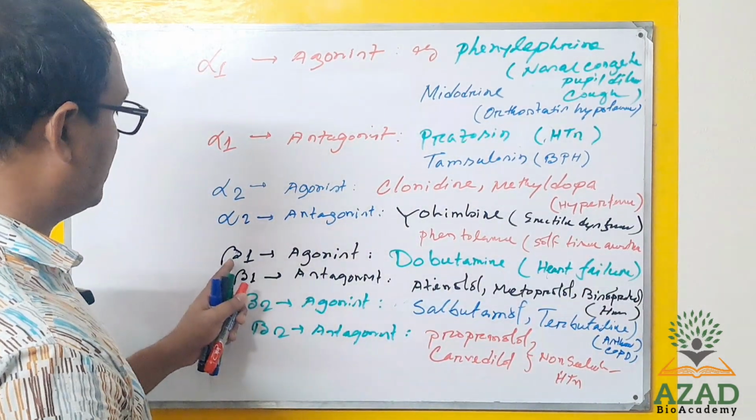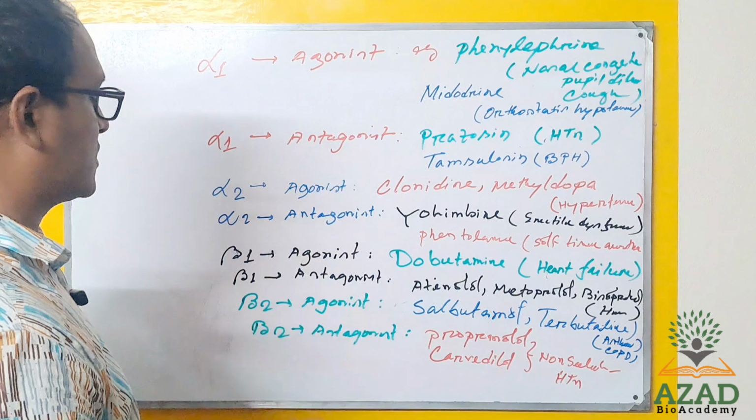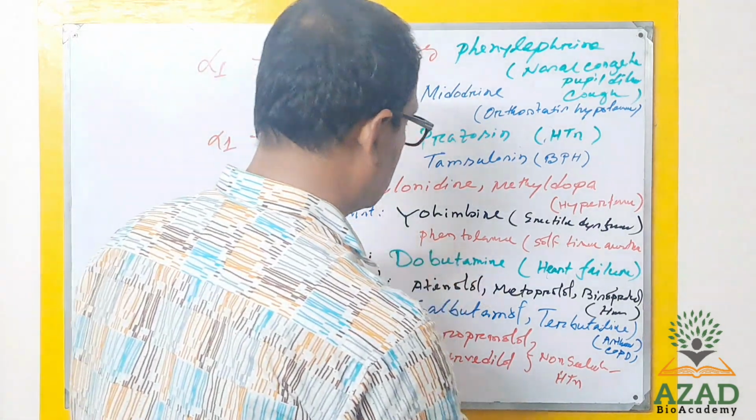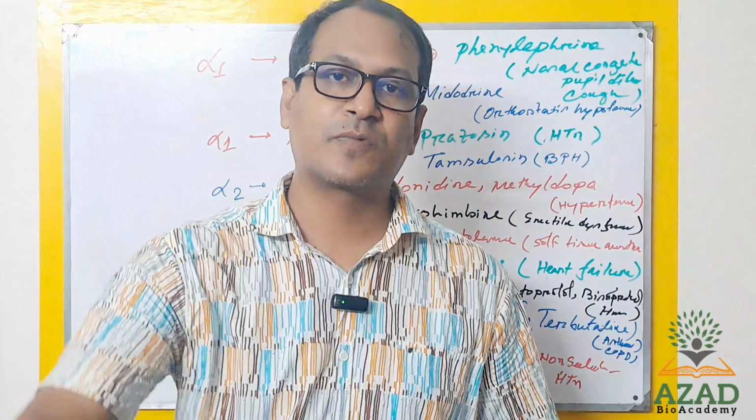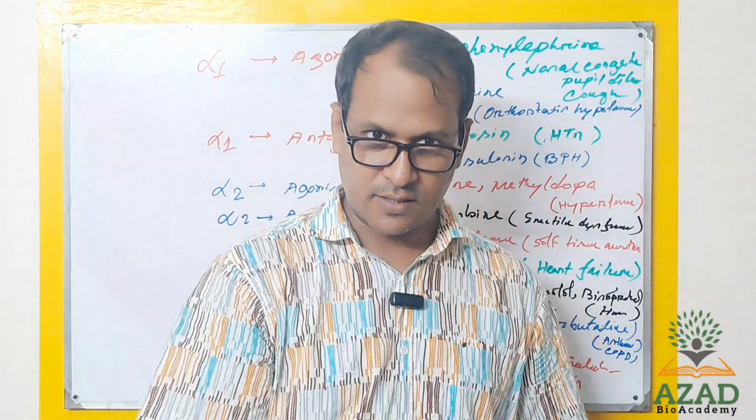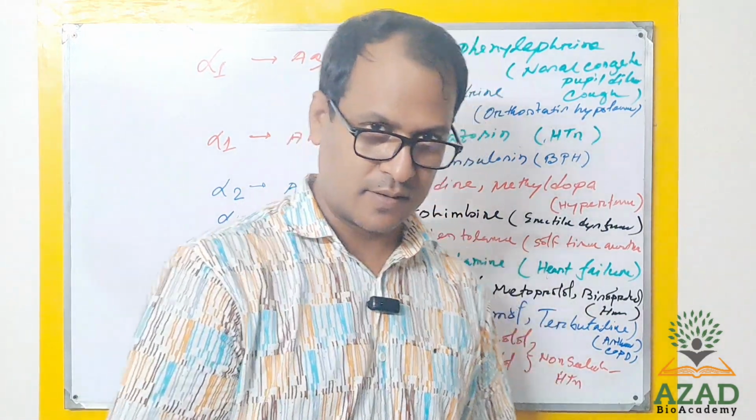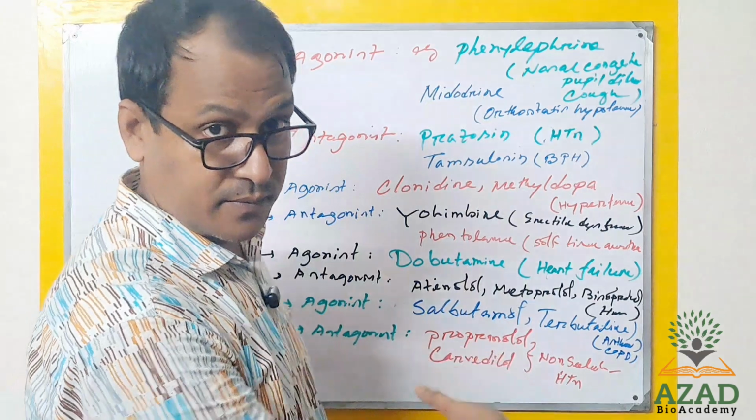Now come to the beta 1. So the beta 1 agonist is dobutamine. You know the beta 1 is also a major excitatory receptor. I already explained that in the lecture.